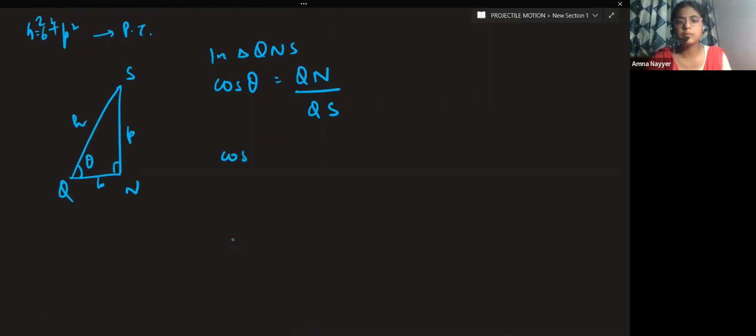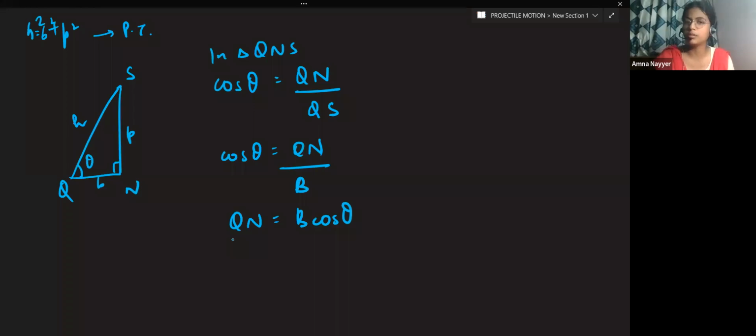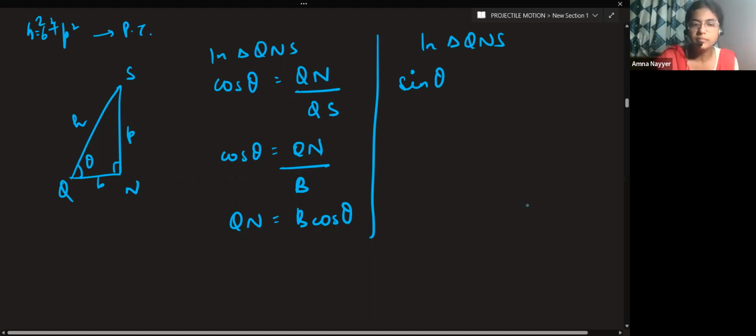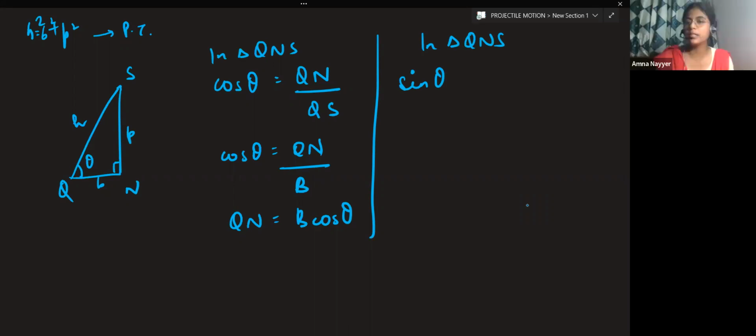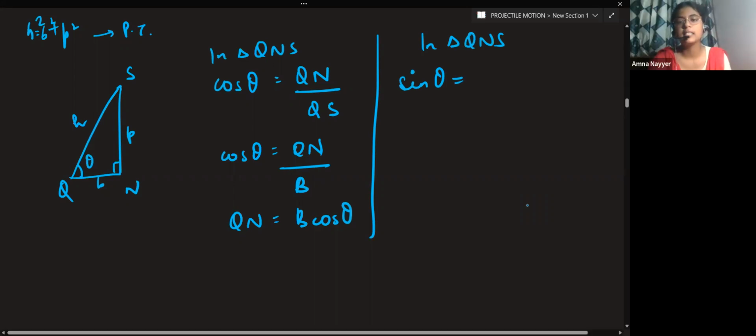So this becomes cos theta is equal to QN divided by the vector B. From here, QN will be equal to B cos theta. I have one equation. Now one more thing. Fatima, in this triangle QNS, can you tell me what is sine theta? SN by SQ. SN by SQ. Exactly. This is SN divided by SQ.